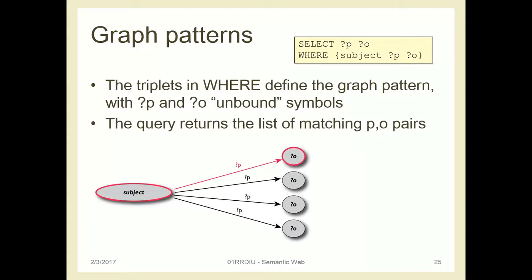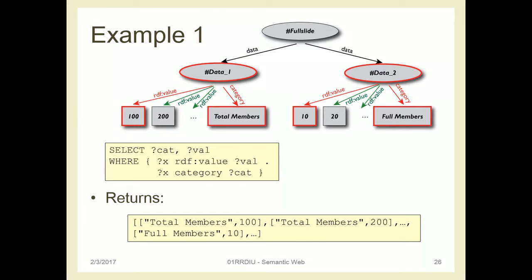The triples in the where clause define how to match this generic structure with all the graph patterns that you can find in a graph. And when you find a matching graph, this is what you will display. Let's make an example. Here you have a portion of an RDF graph in which there are resources, literals, and properties.